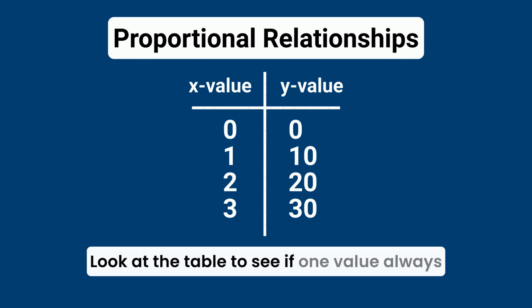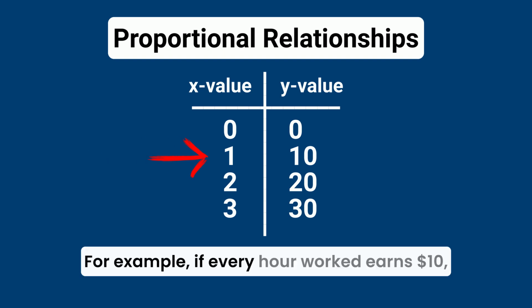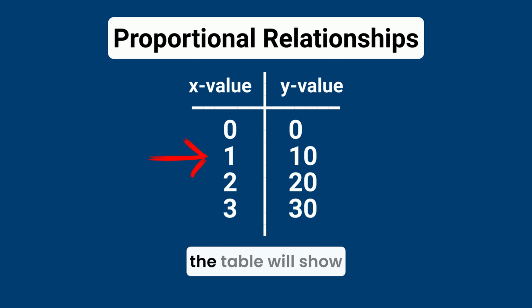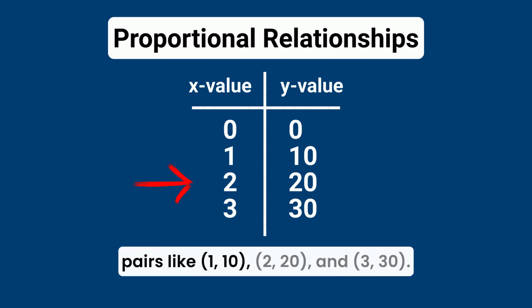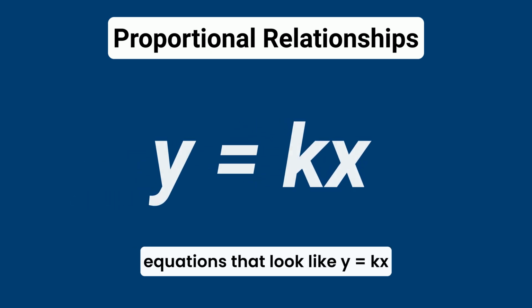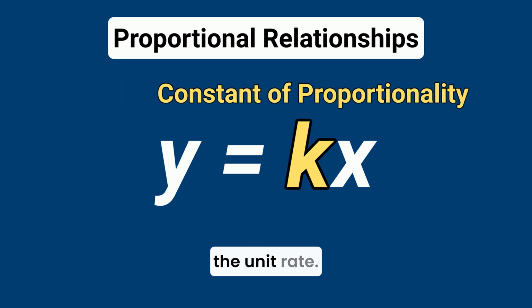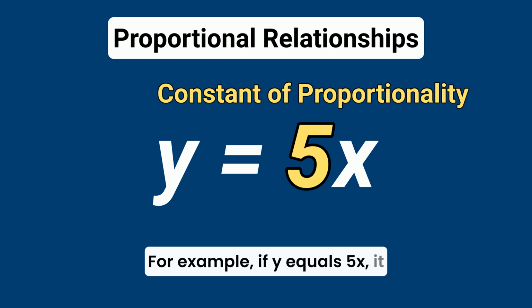Look at the table to see if one value always increases or decreases by the same ratio as the other. For example, if every hour worked earns $10, the table will show pairs like 1 and 10, 2 and 20, and 3 and 30. Proportional relationships have equations that look like y equals k times x, where k is the constant of proportionality, the unit rate. For example, if y equals 5x, it means y is always 5 times x.